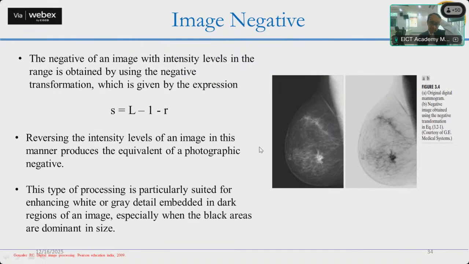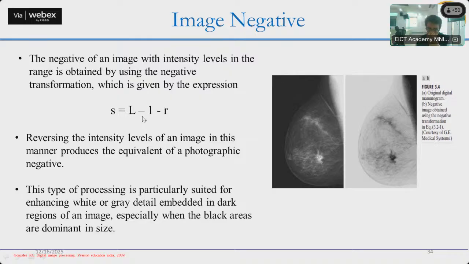So yesterday we took up the example of the image negative. Today we will discuss how this actually works, and we can see it with the help of an example. So one thing is the image negative. What happens in the image negative? S = L - 1 - r.